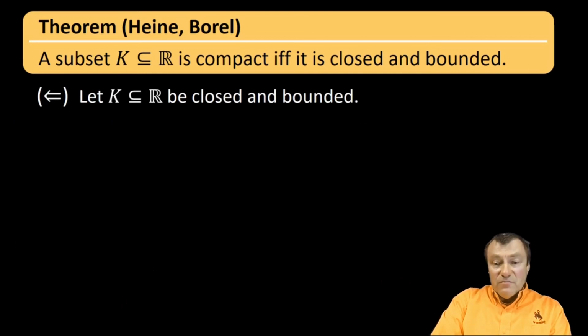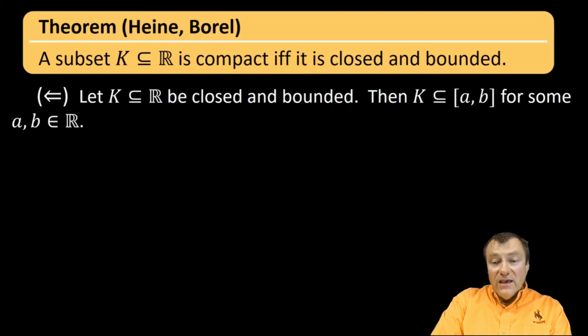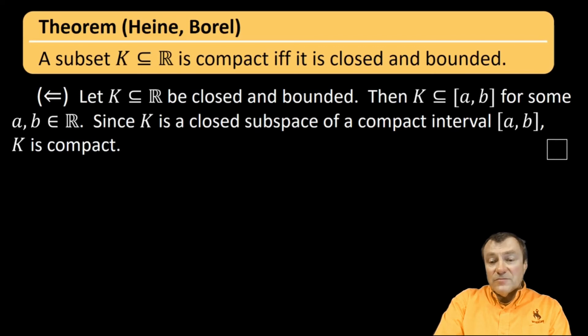Now we go back and prove the implication in the reverse direction. Here we're assuming K is closed and bounded. Boundedness implies that K is contained in some closed interval [A, B]. And remember, since the interval [0, 1] is compact, the same is true for the closed interval [A, B]. Now K is a closed subset of the compact interval [A, B]. So by our previous result, K is compact. And this completes the proof of the theorem. In the real line, the compact sets are the same thing as the closed bounded sets.